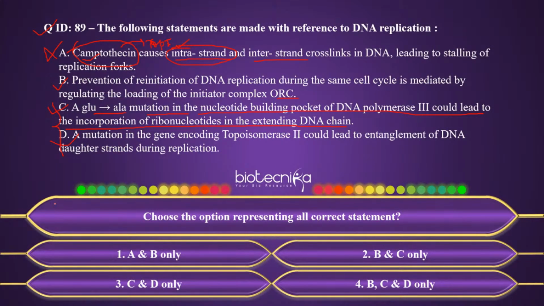So in option C, it says that if glutamine, this amino acid, gets mutated to alanine, alanine has a side chain that is not much bulkier as compared to glutamine, right? So it is a small size amino acid. So if it is present there, what happens? DNA polymerase 3 can incorporate rNTPs. So this particular option C is the correct one here.